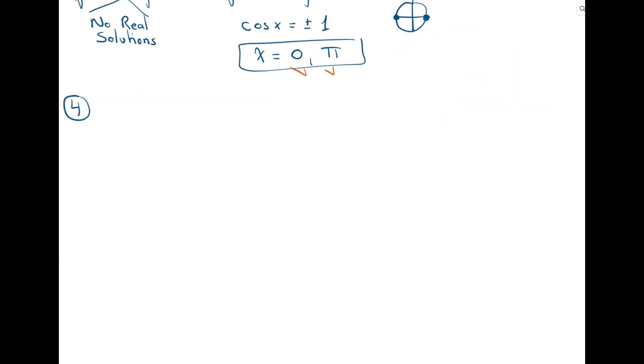Example 4, I think, is where we are. Yes. So we're going to do a double angle here. Sine of 2 theta times cosecant theta equals 1.